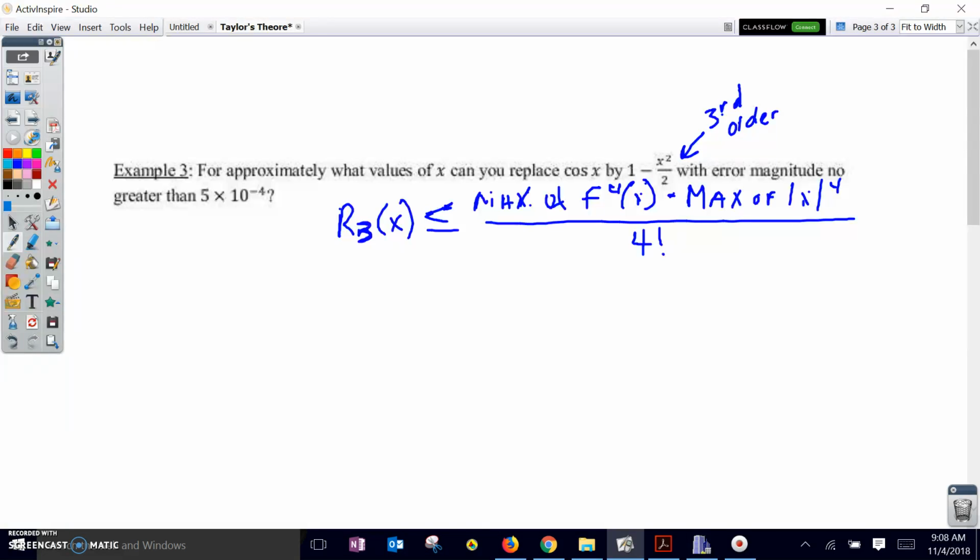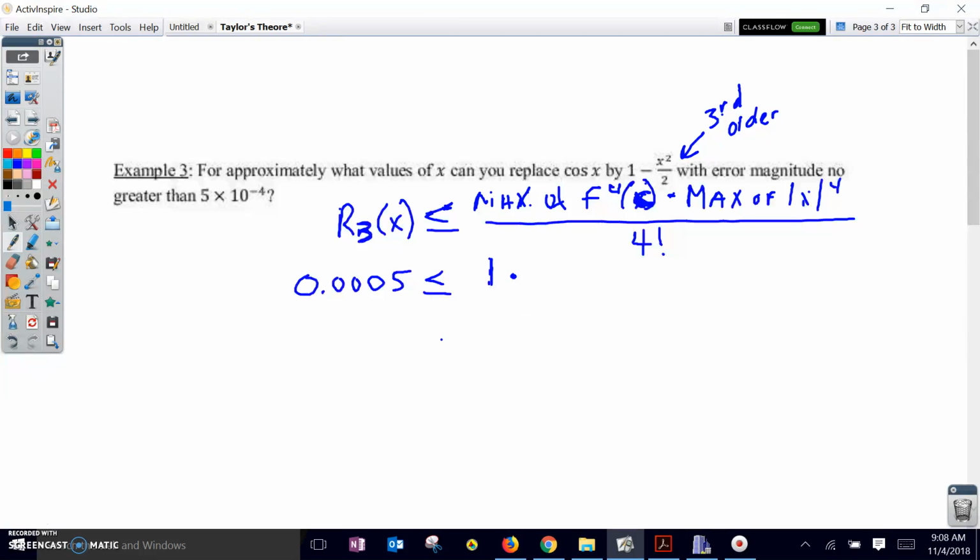Alright, and we're told here we want the error magnitude to be no greater than 5 times 10 to the negative fourth. So that's our error. We're going to put that in here. That has to be less than or equal to the maximum value of the fourth derivative. And if we take the fourth derivative of cosine of x, it's just cosine of x. And so on an interval centered at 0, the maximum value that's going to have is just going to be 1.